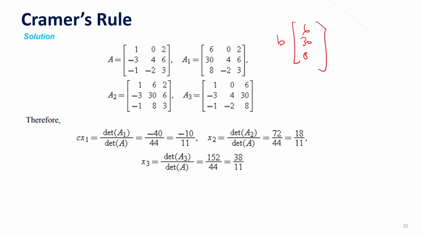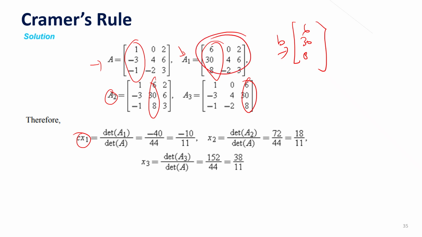Okay, and then here is the original A matrix. The A1 is made by replacing the first column with the B values here. For A2, instead of changing the first column, you change the second one. For A3 you change the third one. Now to find the value of x1, you calculate the determinant of this matrix divided by the determinant of this matrix. I'll let you choose; you can use any approach to calculate the determinants. We learned a lot of them earlier.